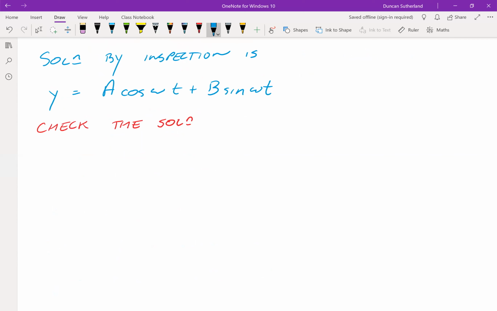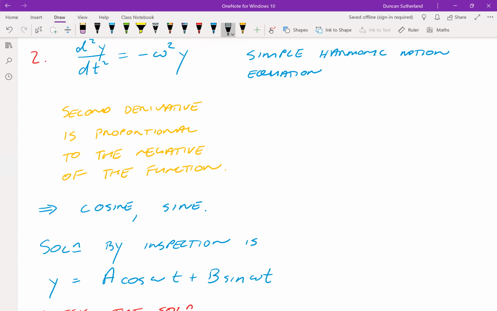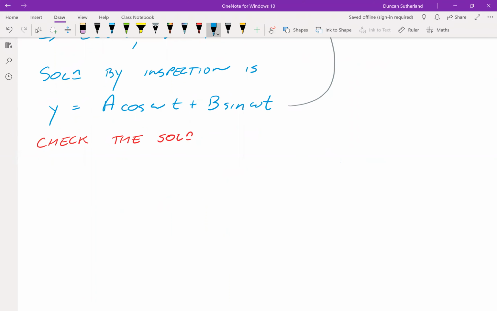Now, we know that if we're given a proposed solution and we're asked to check, all we have to do is substitute the proposed solution into our equation, both sides. So I need to compute the second derivative of this function and check that it's equal to minus omega squared times the function itself. So let's go ahead and do that. So dy dt equals, this is the first derivative. The first derivative of cos is minus sine. Now, I've got an omega here that I have to take care of.